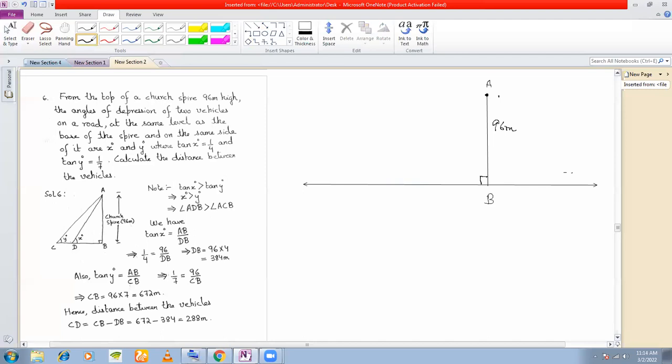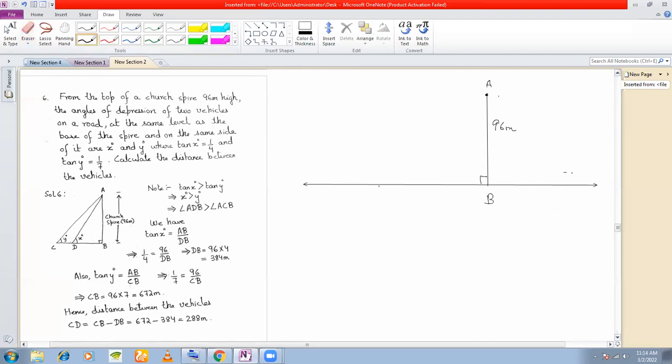The angle of depression of two vehicles on a road at the same level as the base of the spire and on the same side. So two vehicles, this is the horizontal here. So you have a road along this direction or this direction, even here, right? So which are the opposite sides? These are the opposite sides of the spire. So now you have vehicles on the same side and on the same level. So they are both definitely on the same level, meaning on the ground level, right?